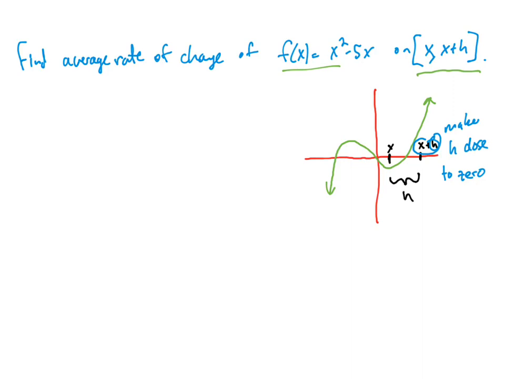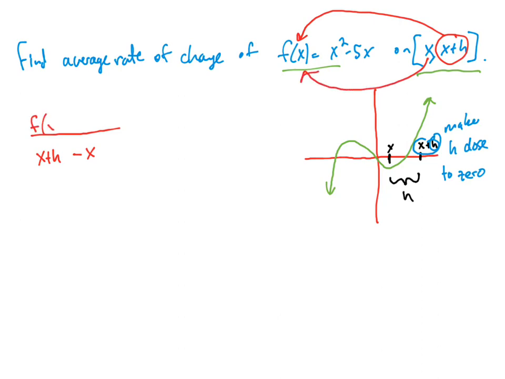Well, the average rate of change is the difference in the outputs divided by the difference of the inputs. So the inputs here are the endpoints of the interval. So we're going to say x plus h minus x. And then for the outputs, what I'm doing is I'm plugging in x plus h into the function, and then we're inputting x into the function. So we're going to say f of x plus h minus f of x. Now, looking at the denominator, x plus h minus x, well, the x's are going to cancel. So we end up with f of x plus h minus f of x divided by h.